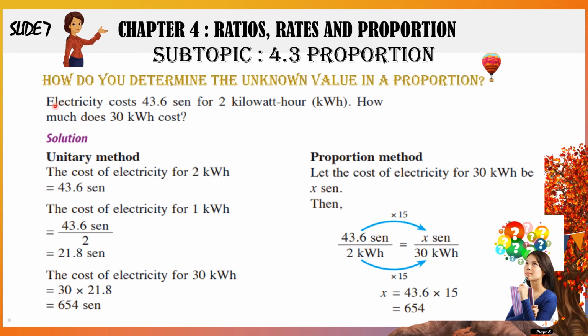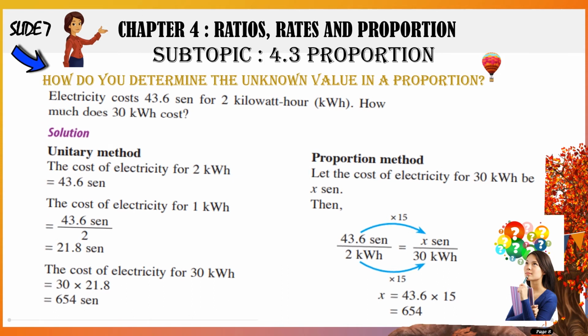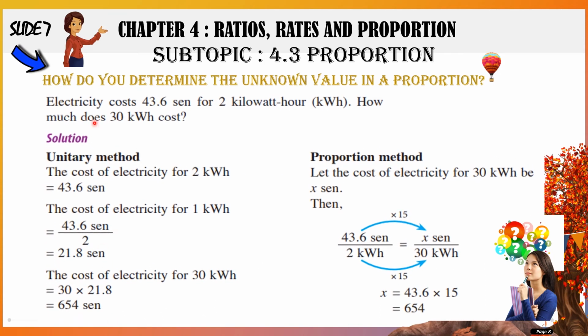Next slide is about how to determine the unknown value in a proportion. Okay, this is the question. Electricity costs 43.6 cents for 2 kilowatt hour. How much does 30 kilowatt hour cost? Solution. It has three solutions.